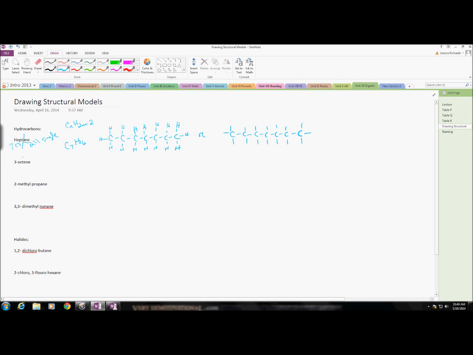Moving on to the next one, 3-octene. So we're going to pull this name apart again. Let me switch colors. Oct means 8 carbons.